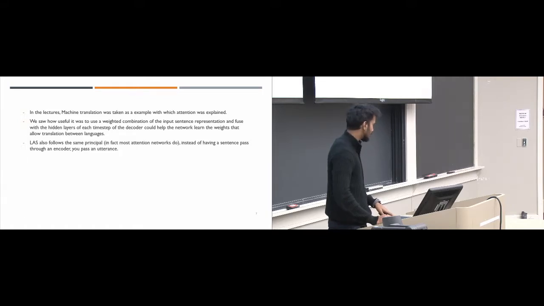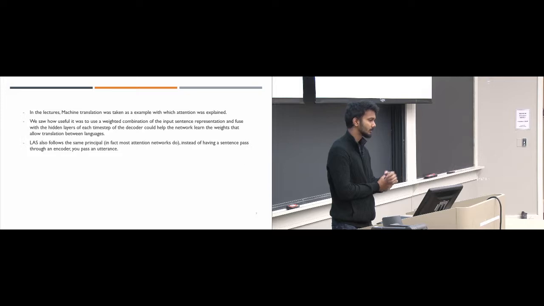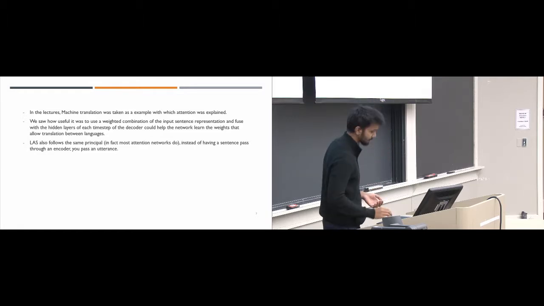We saw in class how a weighted combination of the representations of the inputs can help us go from one language to the other, in machine translation. The same concept applies to Listen, Attend, and Spell as well. You have the utterance, you do some operations on top of it, and you get a high-level representation of the utterance. Once you have that, it's just a weighted combination of these, which tells the decoder which areas to focus on.